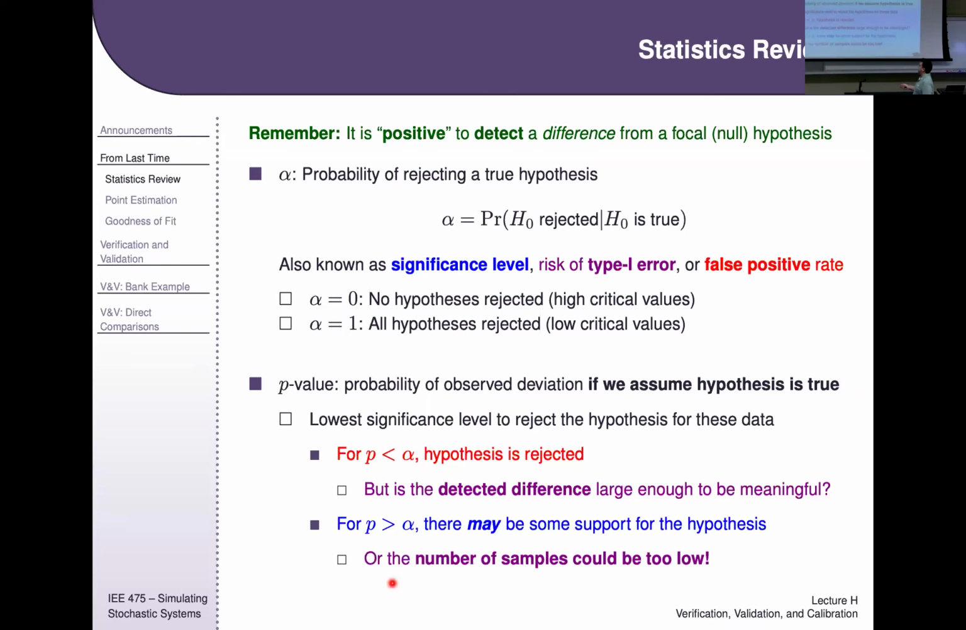But likewise, if the p-value is greater, it's hard to make any conclusions. In that case, there may be some support for the null hypothesis, for the idea that the intervention and the as-is are the same. There may be support for that, or you just might not have enough data. If you don't have enough data, then there's nothing you can conclude from high p-values.